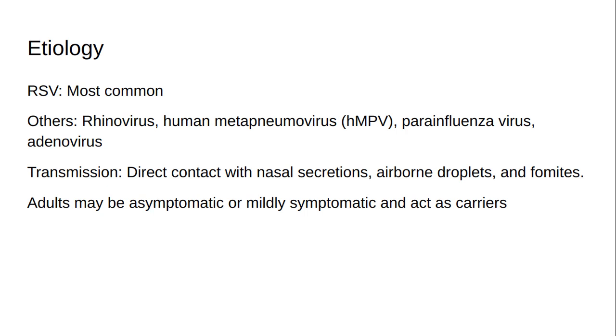When it comes to etiological agents, the respiratory syncytial virus is the most prevalent. Additional agents consist of rhinovirus, human metapneumovirus, parainfluenza virus, adenovirus. The viruses are transferred from person to person through direct contact with nasal secretions, airborne droplets, and fomites. Adults who act as carriers may exhibit no symptoms at all or very minor symptoms.